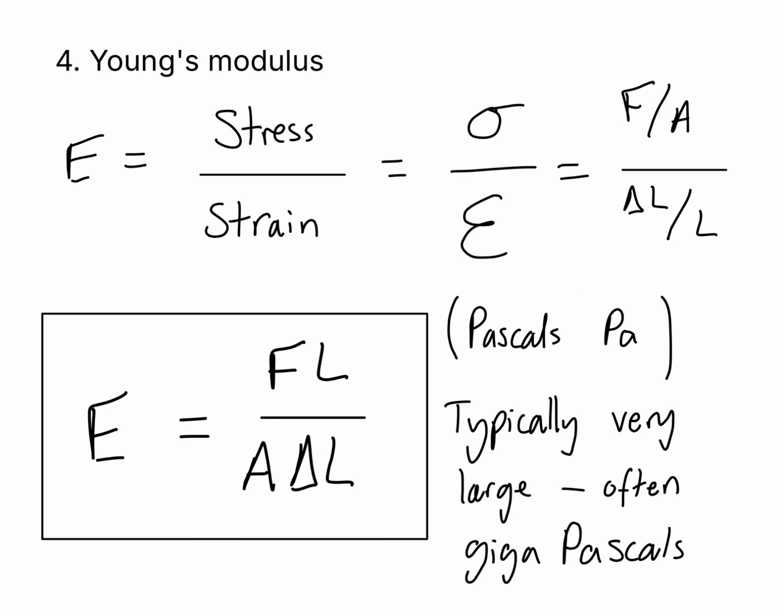Young's modulus is simply stress divided by strain, and it's the material's stiffness, independent of its shape. Substituting the definition gives E equals FL over A delta L.